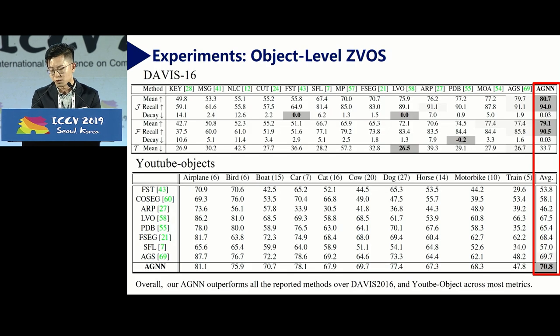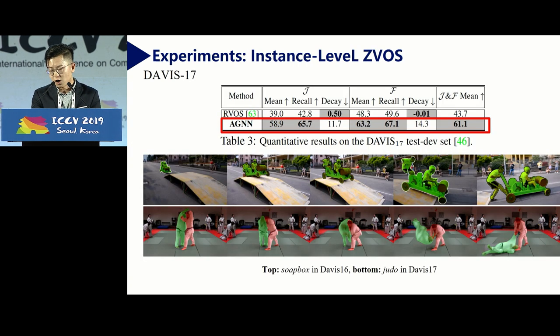We first test our model on object-level zero-shot video object segmentation. We can see our method outperforms other competitors. We also modify our method for the instance-level segmentation setting. Again, our method improves the state of the art. Here are the results on two example videos under object-level and instance-level settings, respectively.